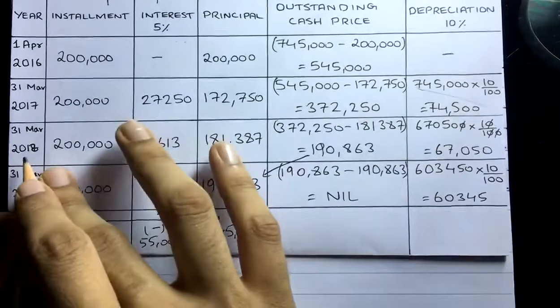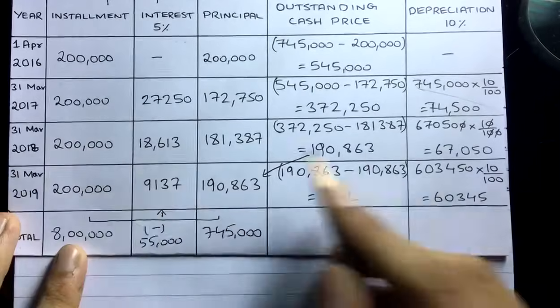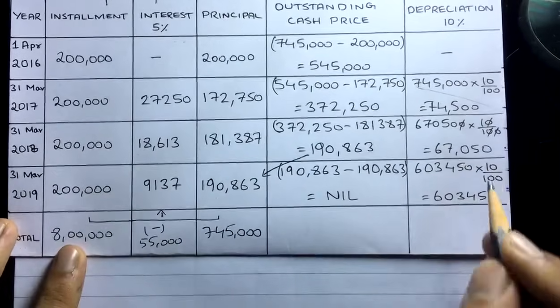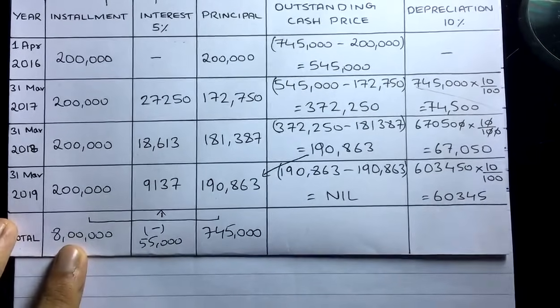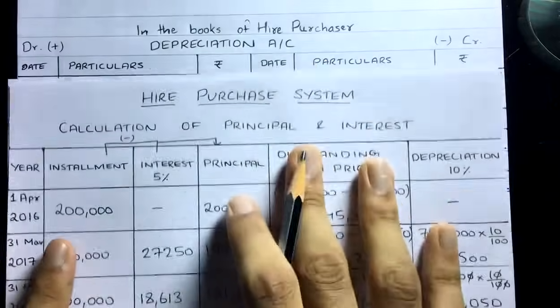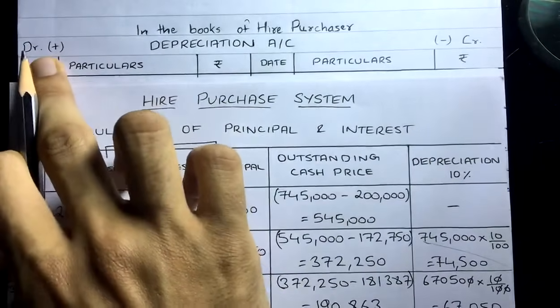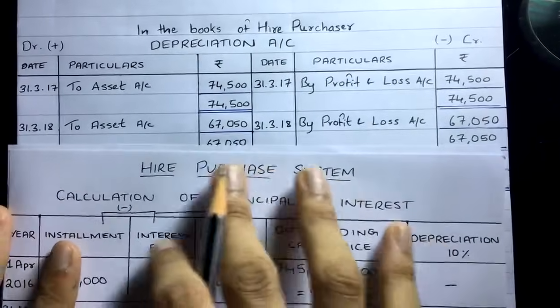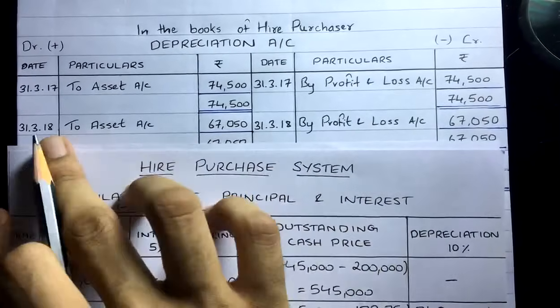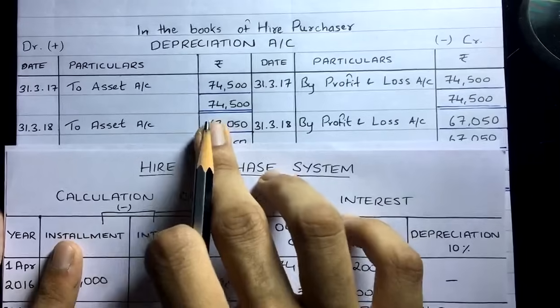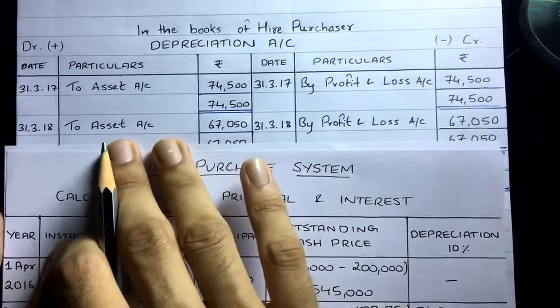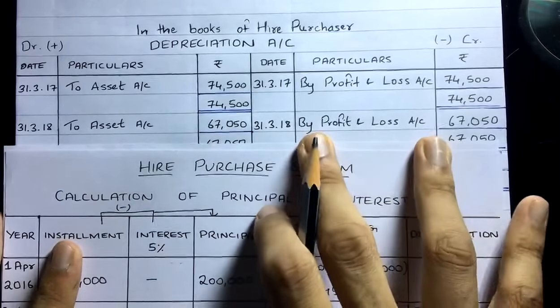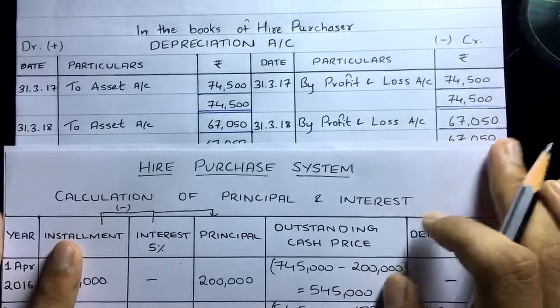See, in 2018, what happened? In 2018, 67,050 rupees of depreciation was generated. So again the depreciation is increasing. So debit, depreciation account debit, because of the fall in the value of the asset, 67,050. 2018 to asset account 67,050 rupees, and at the end of the year the balance has to be transferred to the profit and loss account 67,050.